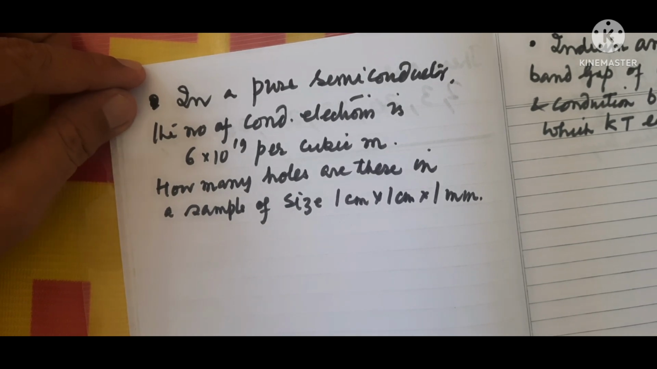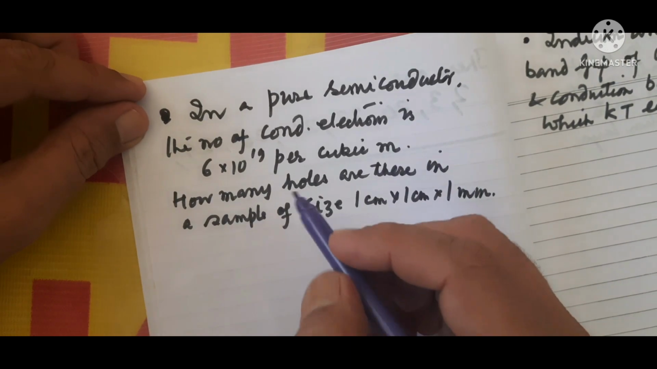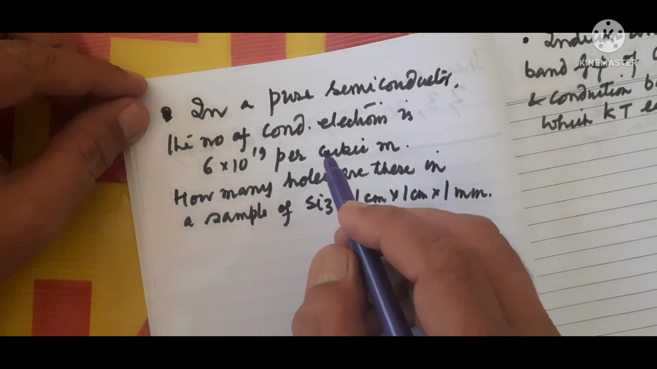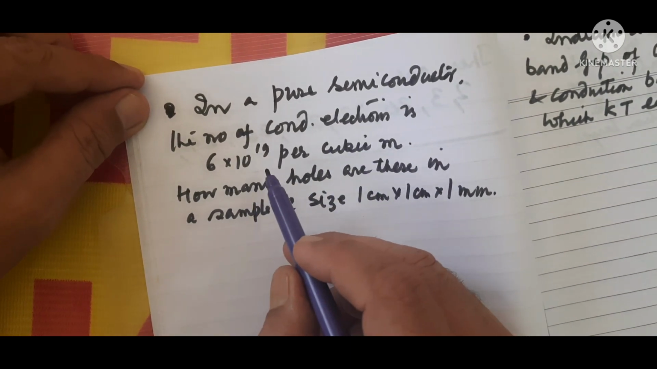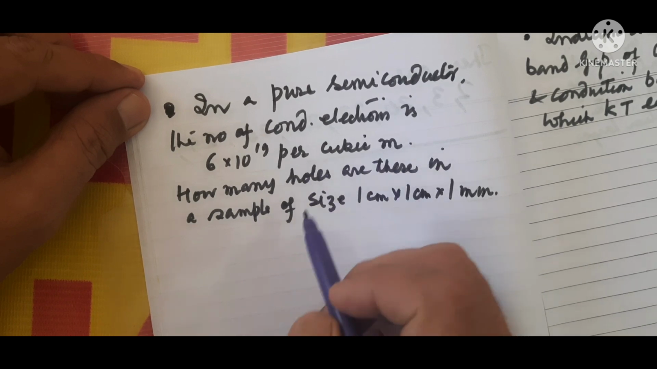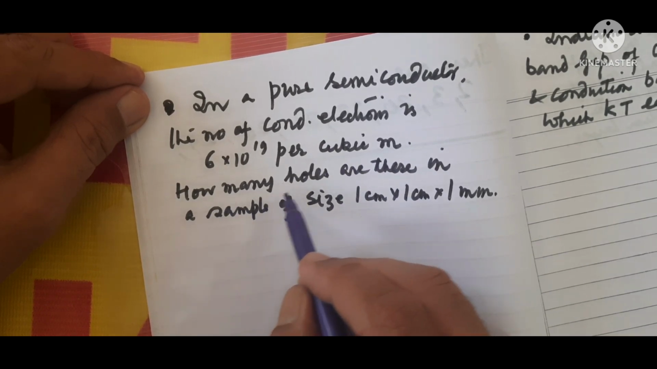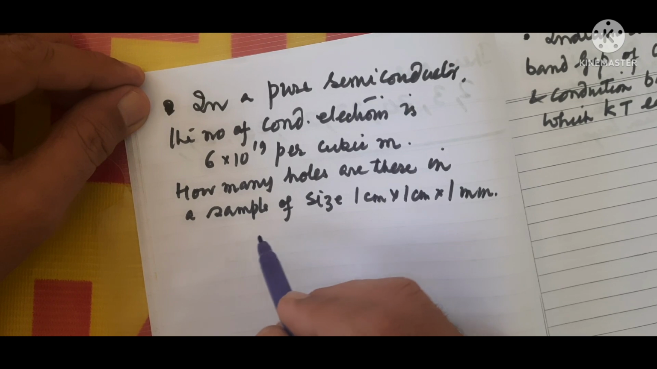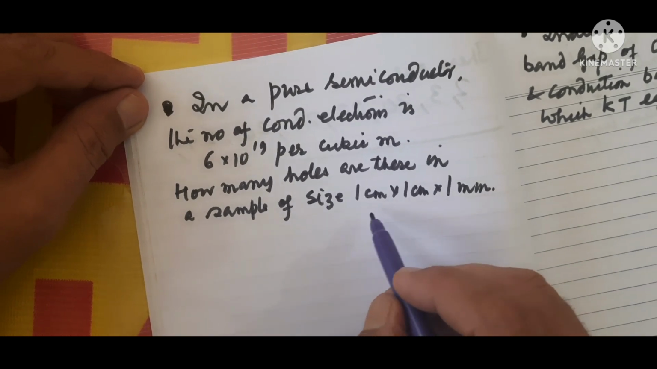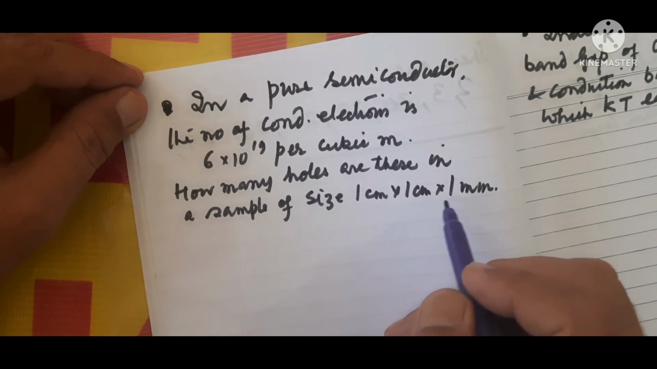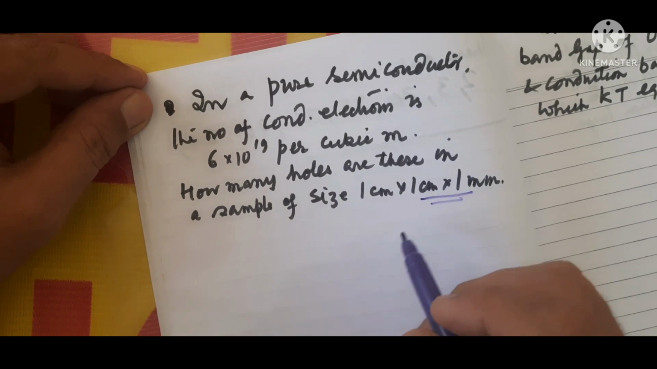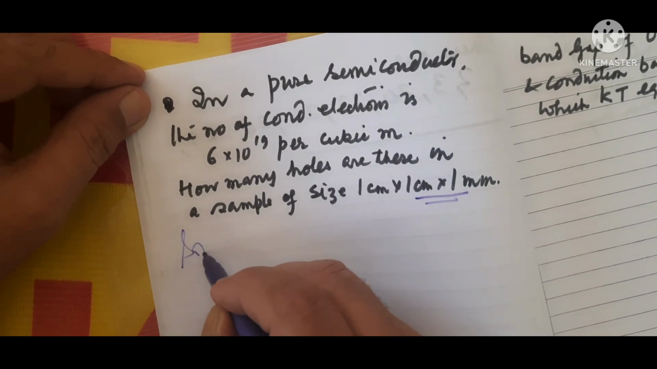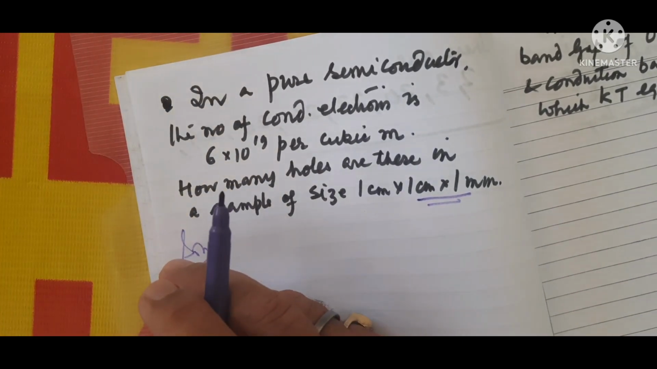In a pure semiconductor, the number of conduction electrons is 6 into 10 to the power 19 per cubic meter. How many holes are there in a sample of size 1 centimeter into 1 centimeter into 1 millimeter? That is the question. So, how are we going to solve it?